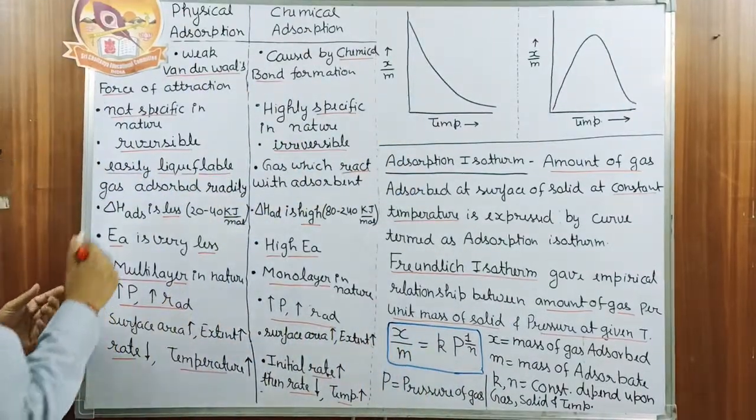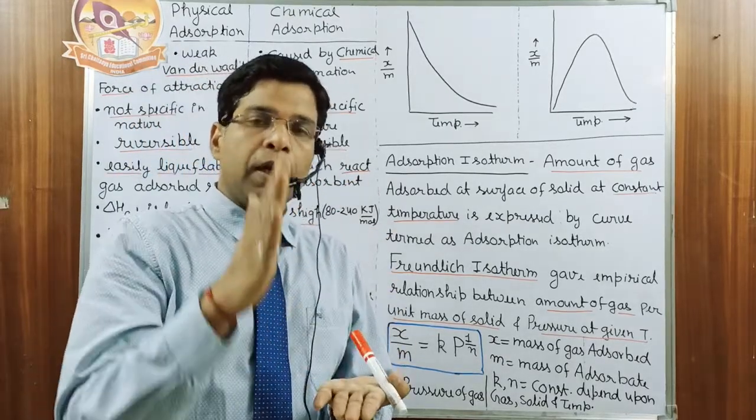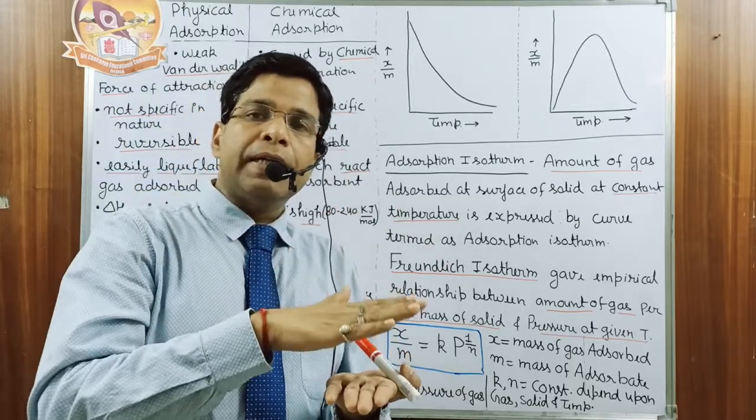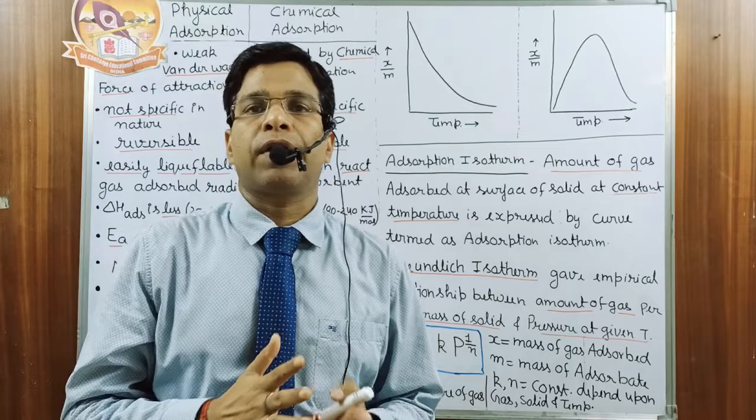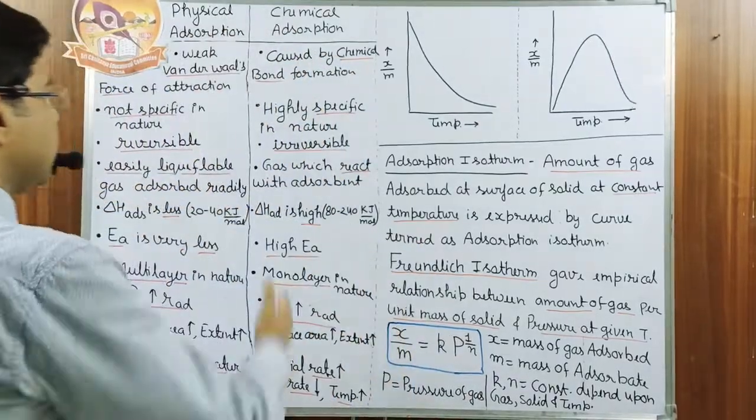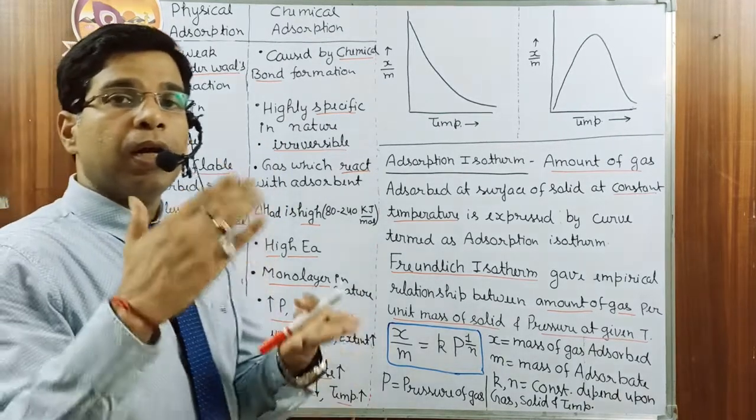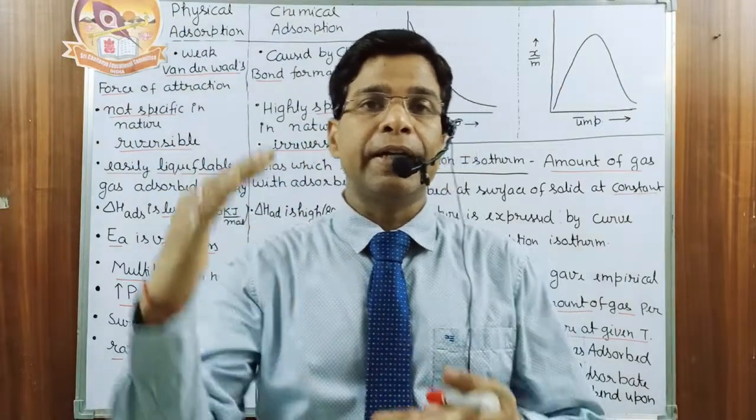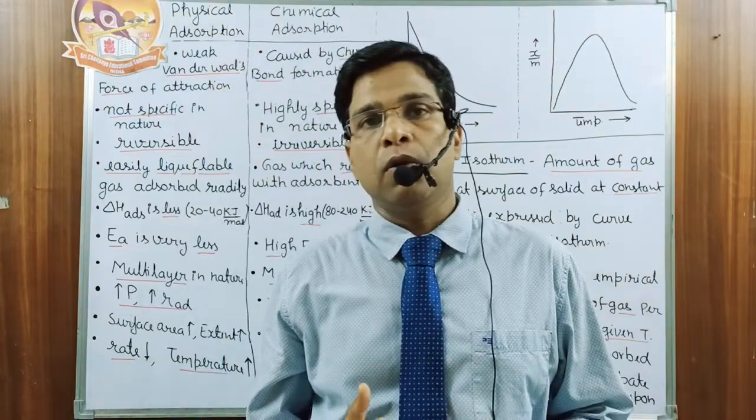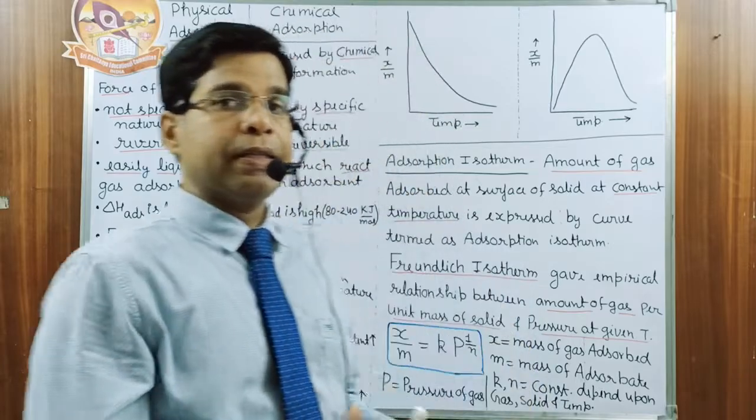Then it is reversible. Reversible means particles can easily adsorb and easily desorb. Easily particles come and easily particles go, because the force of attraction is not strong enough to hold the particle for a longer time. But here it is irreversible in nature. What is the meaning of irreversible? When a particle attaches at the surface, it attaches by a stronger force of attraction that cannot be broken very easily. So if a particle adsorbs at the surface, it adsorbs permanently. So this is irreversible nature.